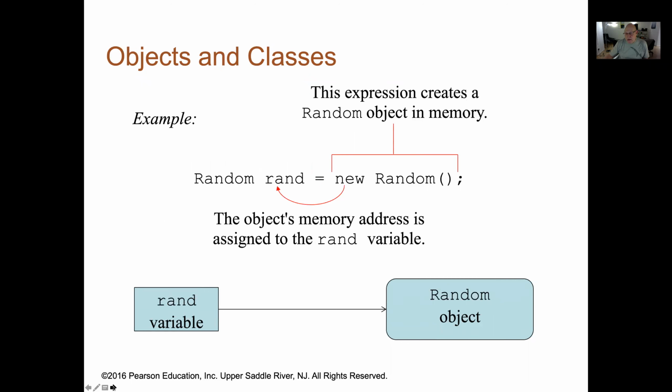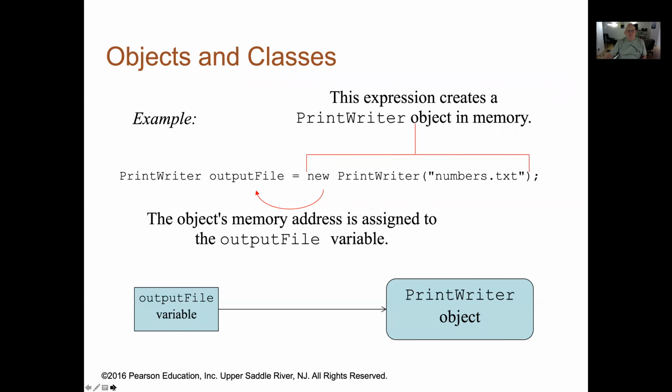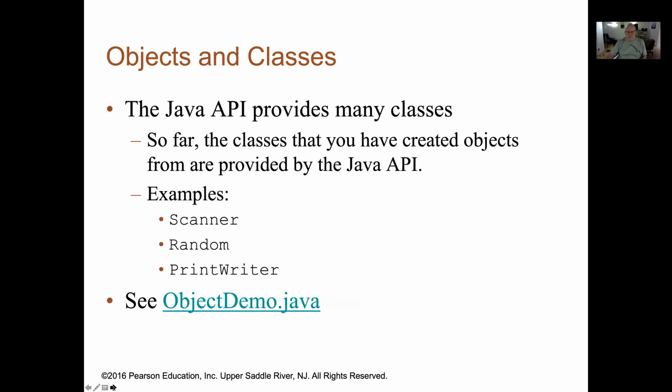This is an example of a Random object in memory. The object's memory address is assigned to the rand variable. This is an example of a PrintWriter object in memory. This time, the object's memory address is assigned to the outputFile variable. The Java API provides many classes. So far, the objects that you have created are from classes provided by the Java API. You've created Scanner, Random, and PrintWriter.